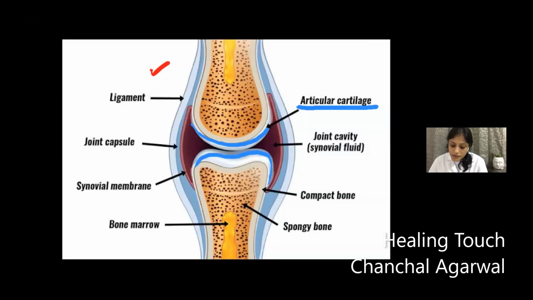What was point number 3? Point number 3 was joint cavity contains viscous fluid called synovial fluid. So where is synovial fluid? Now follow the diagram again. Where is the synovial fluid? Synovial fluid. Where is it? Where is it present? It is present in the cavity. Bone, दो bones के बीच की cavity में भरा हुआ है synovial fluid.